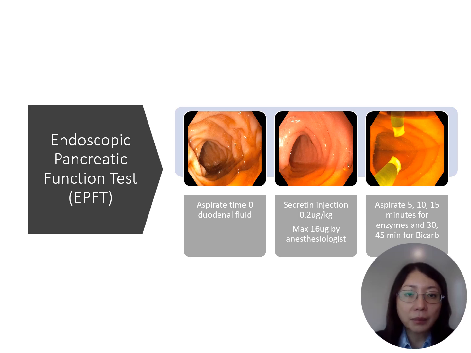For the endoscopic pancreatic function test, EPFT, you do an endoscopy, insert the scope into the duodenum, and then inject the patient with secretin or CCK. It can mimic the physiologic state after the patient eats. So the pancreatic juice starts to secrete, you aspirate at 5, 10, 15 minutes, and then you check digestive enzyme activities. Then you aspirate the fluid up until 40, 45 minutes, and you check the bicarbonate concentration.